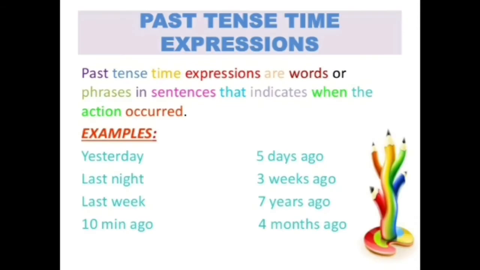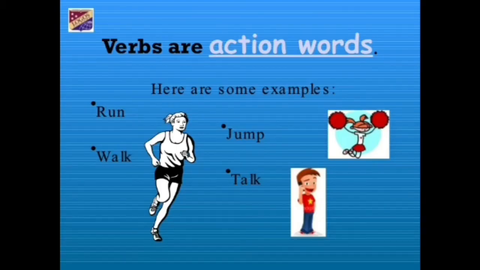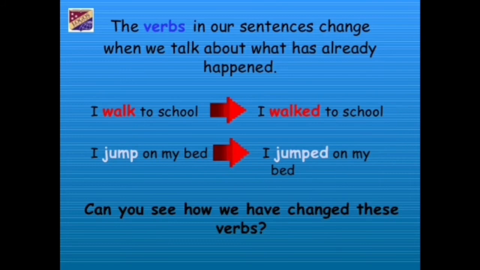Past tense time expressions are words or phrases in sentences that indicate when the action occurred: yesterday, last night, last week, or 10 minutes ago. Verbs are action words. So here are some examples: run, walk, jump, and talk. The verbs in our sentence change when we talk about what has already happened.